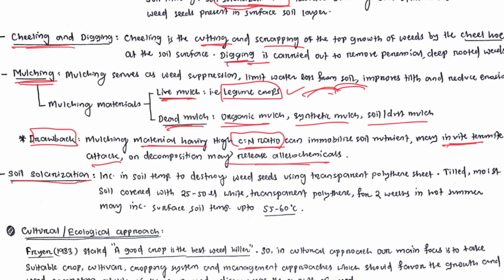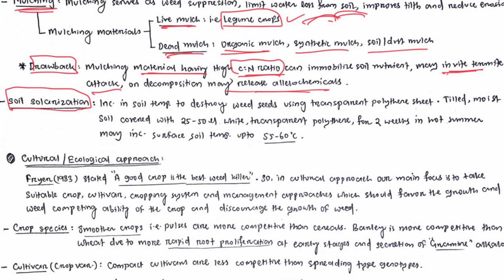Then soil solarization, this is another method of physical control. What we do in soil solarization, basically it is practiced in the summer season. After tilling the soil in summer, we irrigate the soil, or we moisten the soil. Then we cover the soil with a transparent polythene sheet.